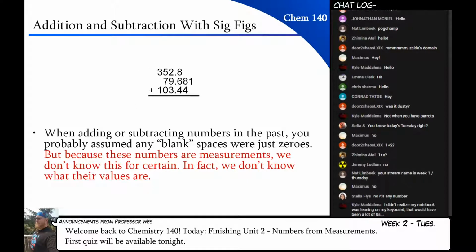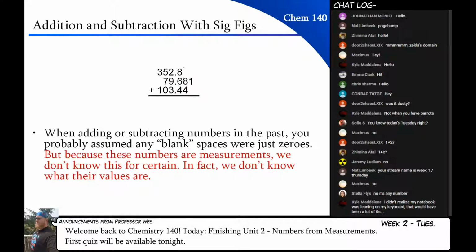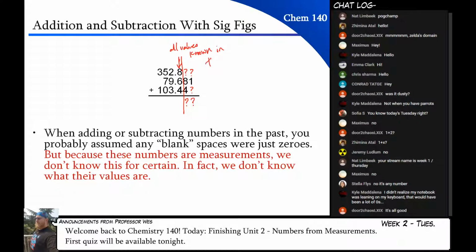So, for our purposes, when we're doing addition, and we have these blank spaces because we don't know those numbers, question mark plus anything is still question mark. So any place that I have a question mark in, I'm going to have a question mark in the answer. But right here, now all the numbers are known in this place. And so what that means is that's where I'm going to start writing my answer from, going to the left from the most precise place to the least precise place.